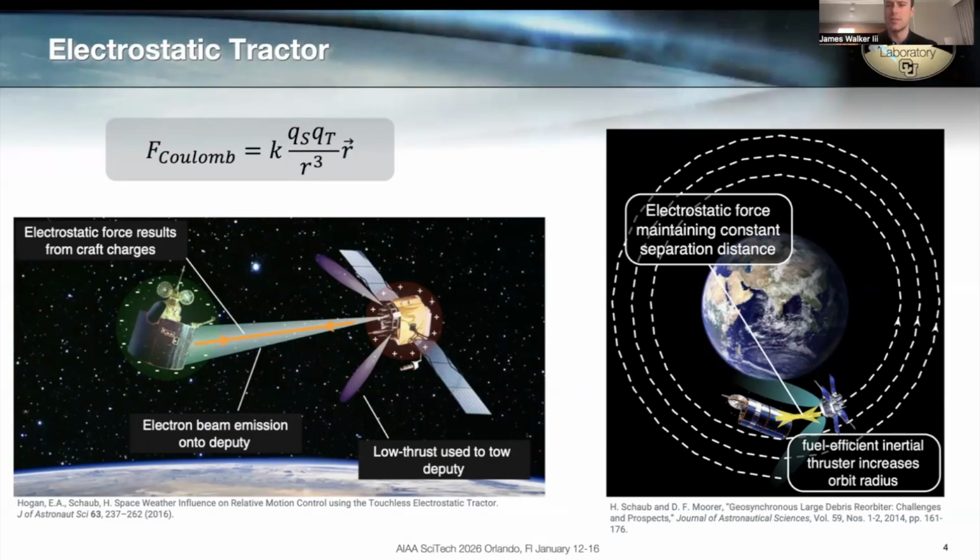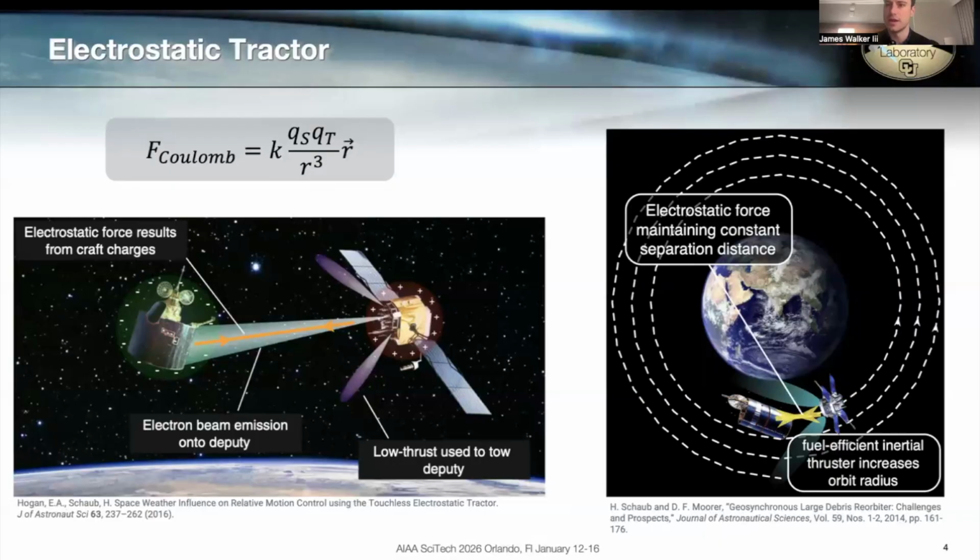And it was found that by maintaining tens of kilovolt level potentials, positive and minus on the servicer and the target, and maintaining a separation distance of about 10 to 15 meters, a multi-ton debris object can be reorbited in a matter of months. However, in order to employ this technique, we have to be able to control the electrostatic potential of both the target and the servicer in order to control the electrostatic force generated between them.